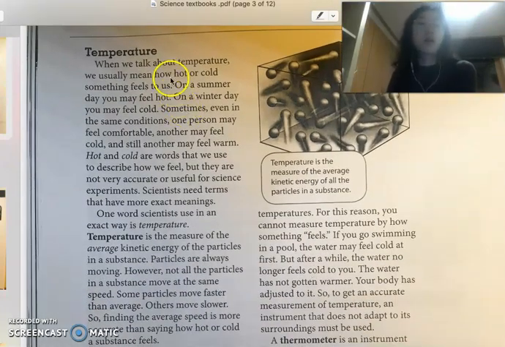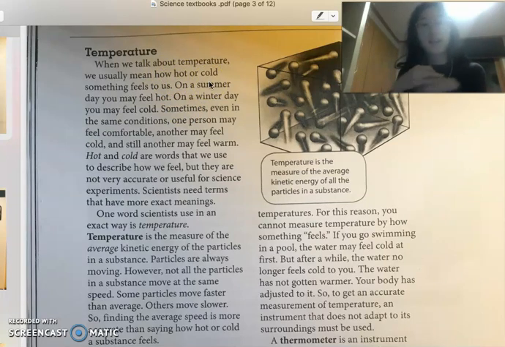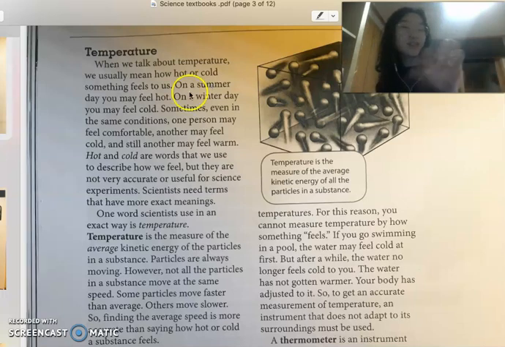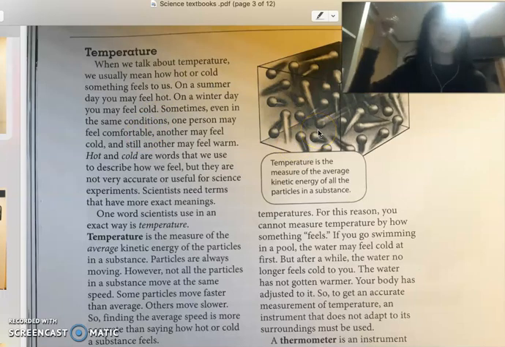Temperature. When we talk about temperature, we usually mean how hot or cold something feels to us. On a summer day, you may feel hot. On a winter day, you may feel cold. Sometimes, even in the same conditions, one person may feel comfortable, another may feel cold, and still another may feel warm. This is very true, right? Like in our classroom, some of you always ask me to turn on the AC, and some of you say you're cold, some of you say it's hot, etc.